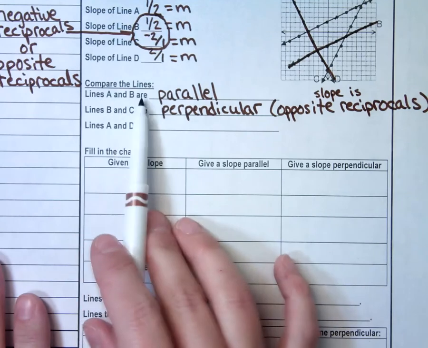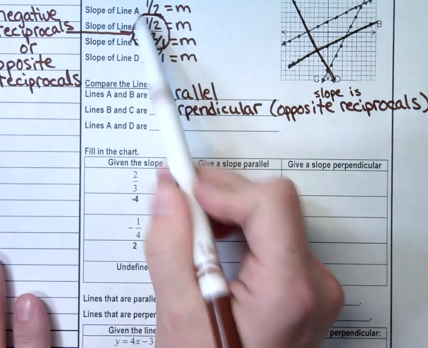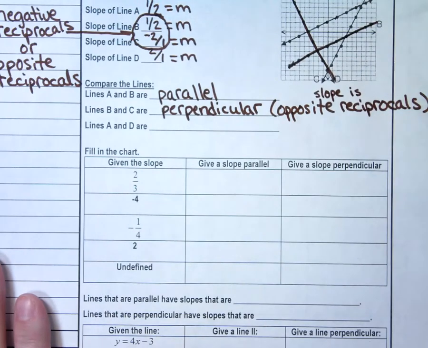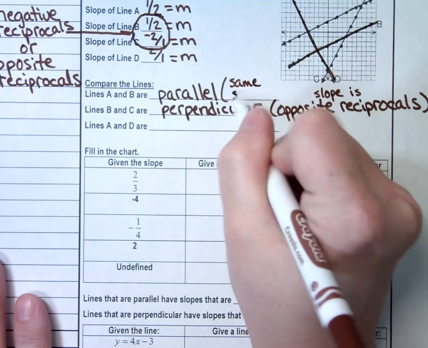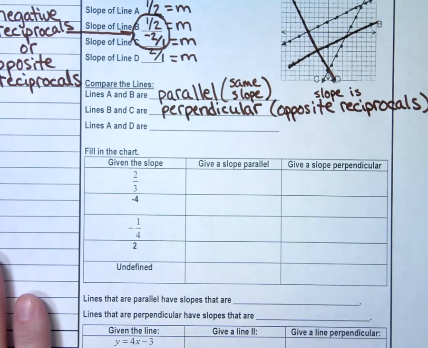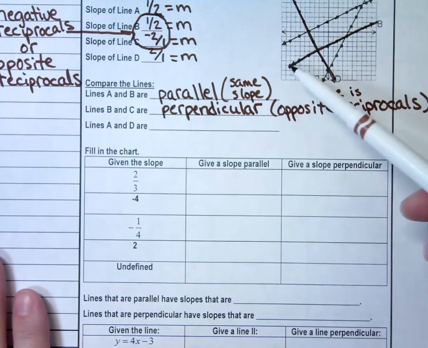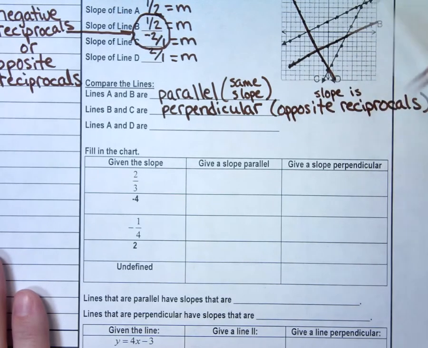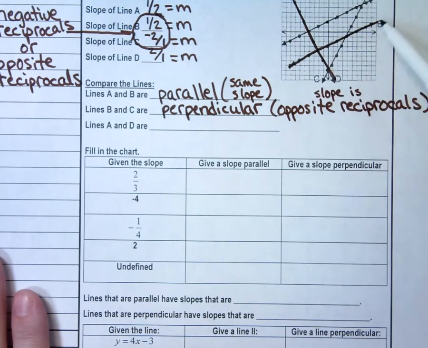Okay, talking about lines A and B, they had exactly the same slope, which is why they're parallel. So here I'm just going to write same slope. And it should make sense. Slope is their incline, and if they have the same amount of incline, they should never ever touch. If their steepness is the same as one another, they should never touch.